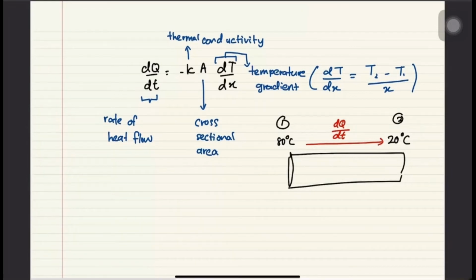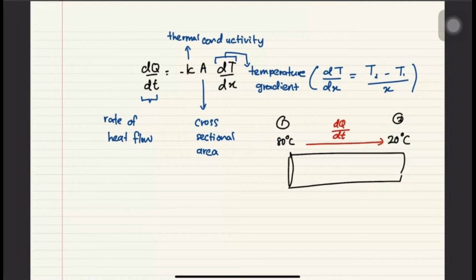So if you want to apply this formula, you basically need to know the K. Okay, K is actually the thermal conductivity. It represents how good a certain object is at conducting heat. Okay, lagi besar, lagi bagus dia punya thermal conductivity.